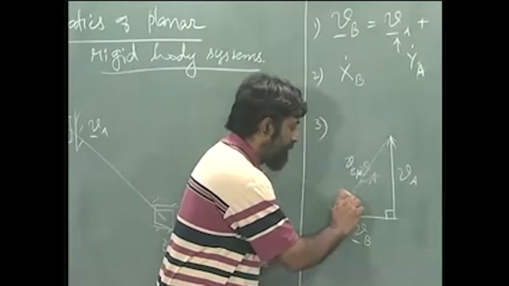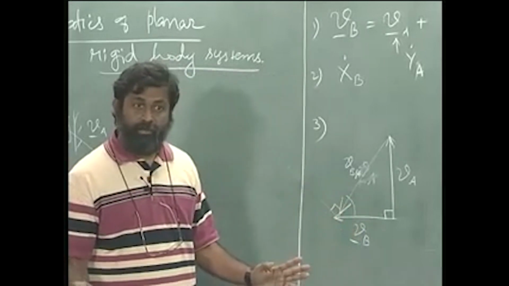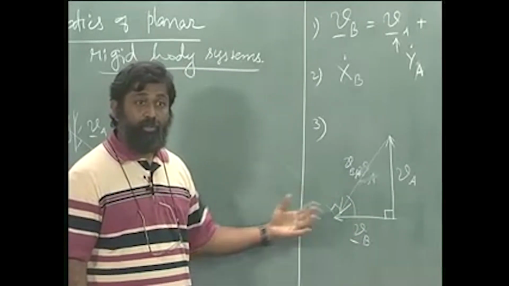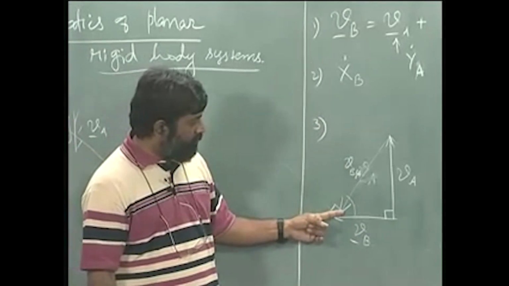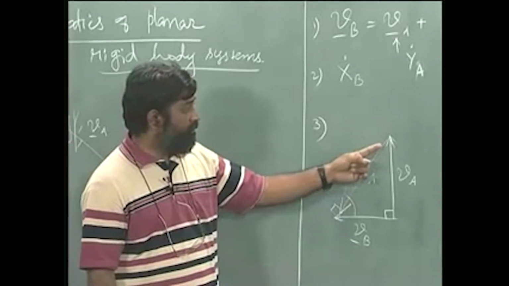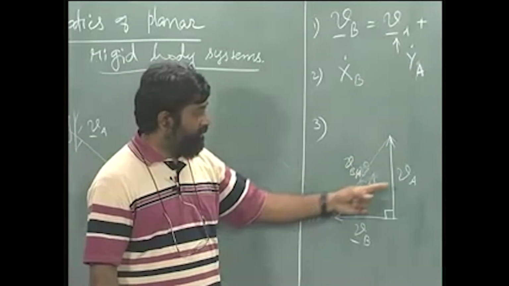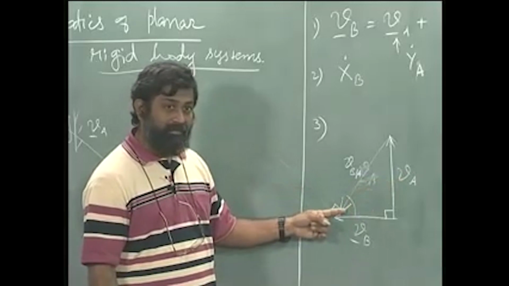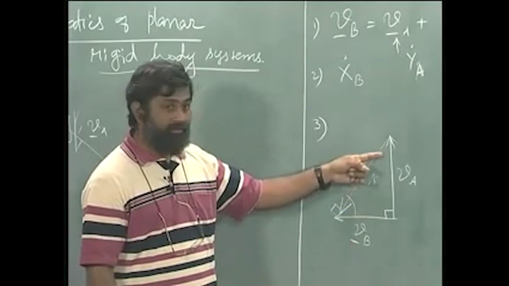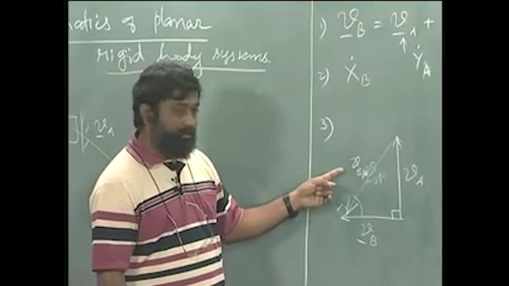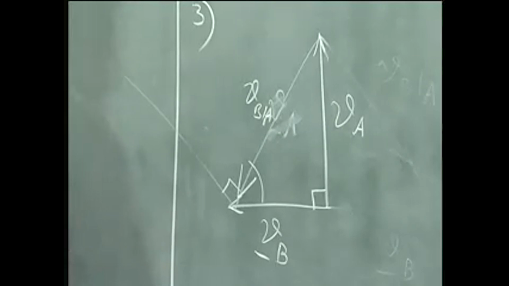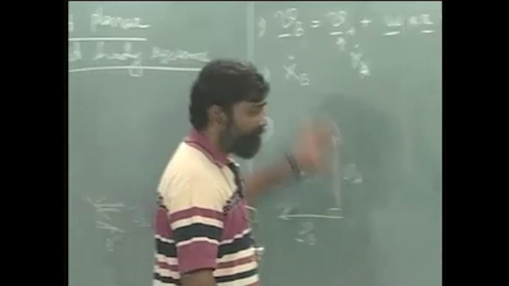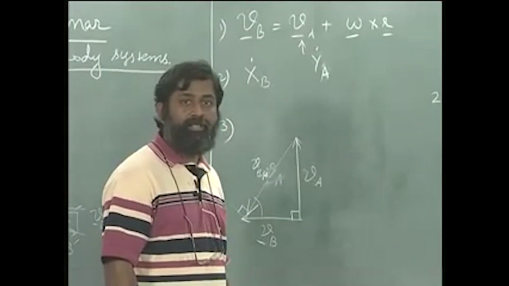I know the direction of this, I know the direction of this, I know the direction of this, and I know the angle. The moment I know these, it is possible for me to use triangle in order to solve the problem. For example, if I know the angle of this, I need to, let us say I have the angle of this, then I can say VA by sine of this angle is equal to VB by sine of this angle is equal to VB with respect to A by sine 90, okay. So I can get easily quantities that I need, alright. Usually these are the ways in which people solve the problem.